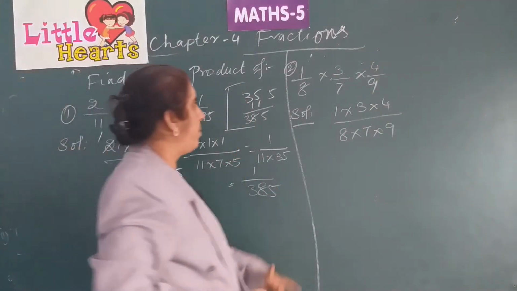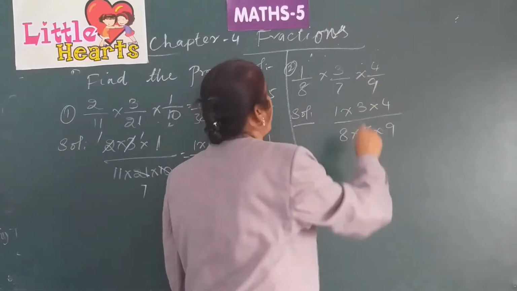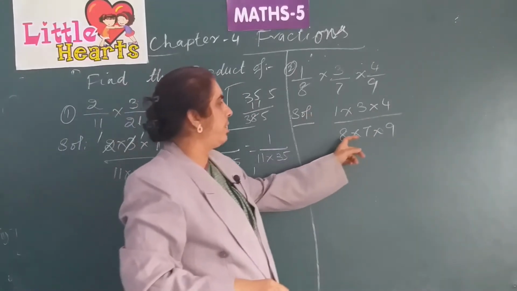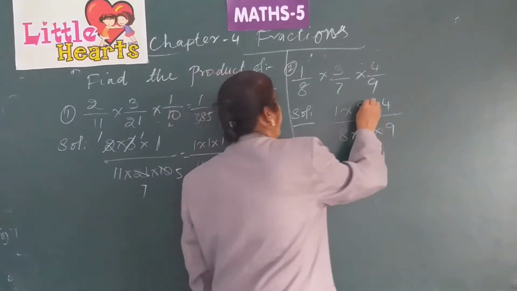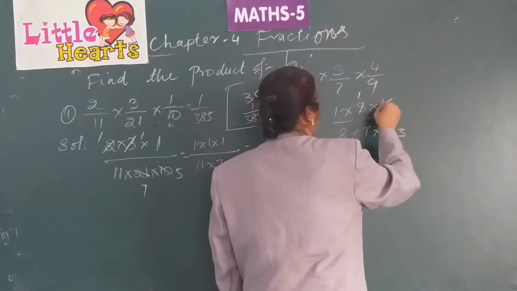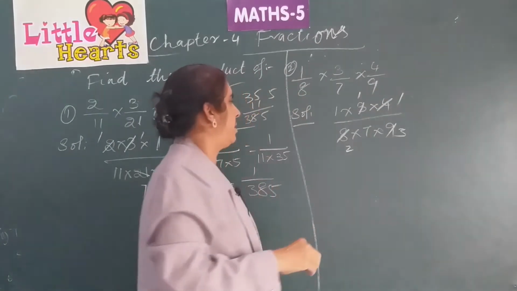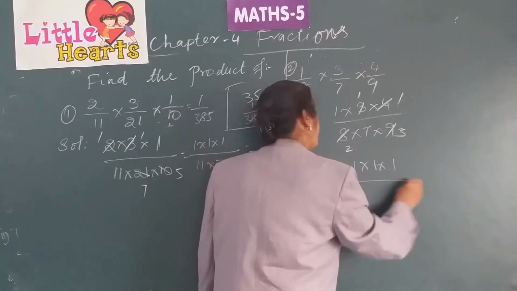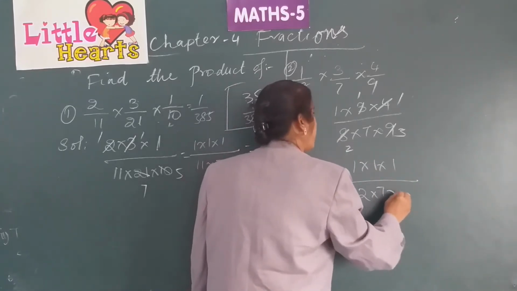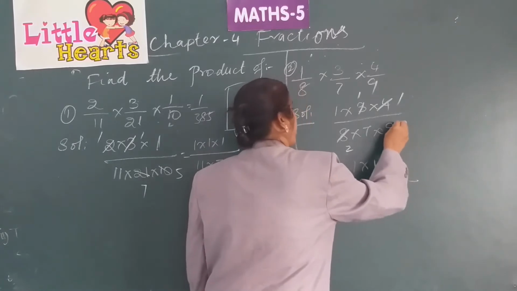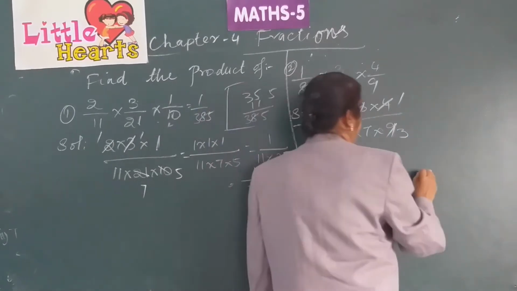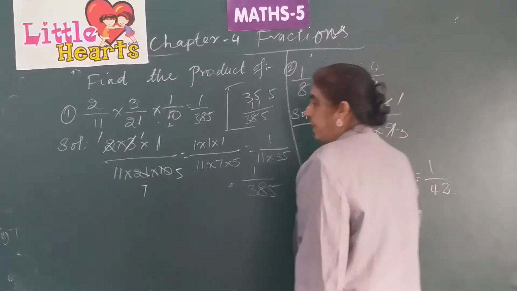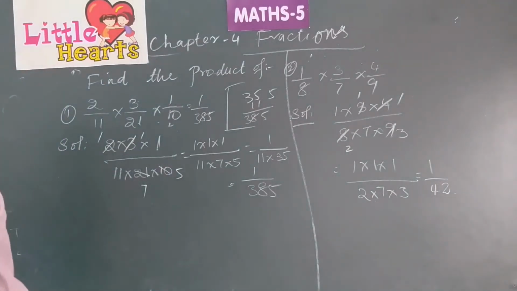Now coming to the second problem, 1 by 8 into 3 by 7 into 4 by 9. Multiply the numerators: 1 into 3 into 4 by 8 into 7 into 9. Now 3 and 9 get cancelled. 3 ones are 3, 3 threes are 9, 4 ones are 4, 4 twos are 8, they get cancelled. Now 1 into 1 into 1 is the numerator and the denominator is 2 into 7 into 3. So 1 by 42 is the answer. In this way, three fractions can be multiplied.